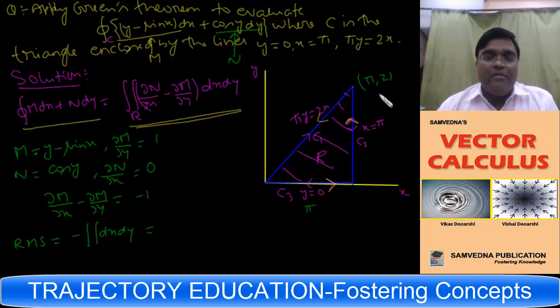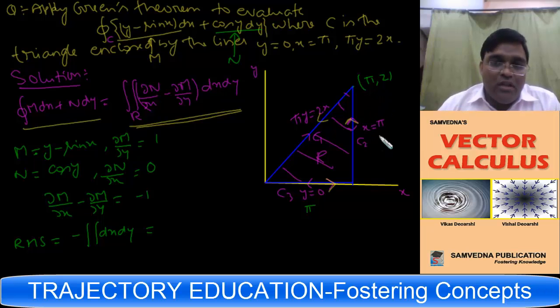This point will be, this will be pi by 2. So the height is 2. So 1 by 2 base into height comes out to be, pi is the base and 2 is the height. So this comes to be minus pi. So this is RHS.